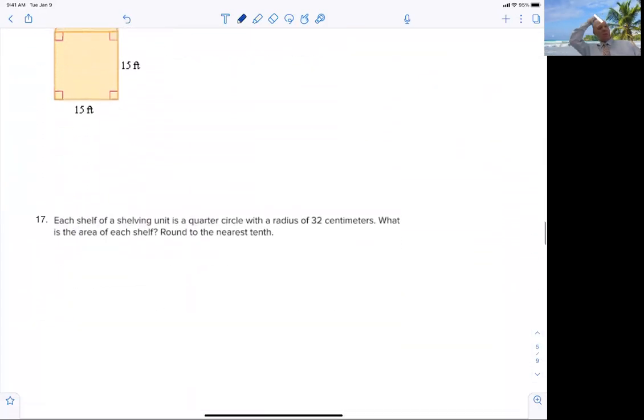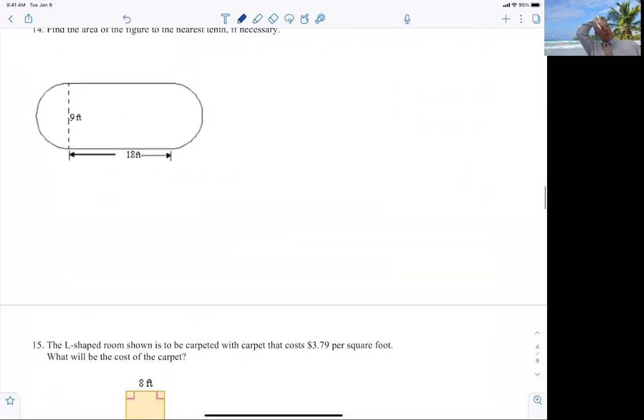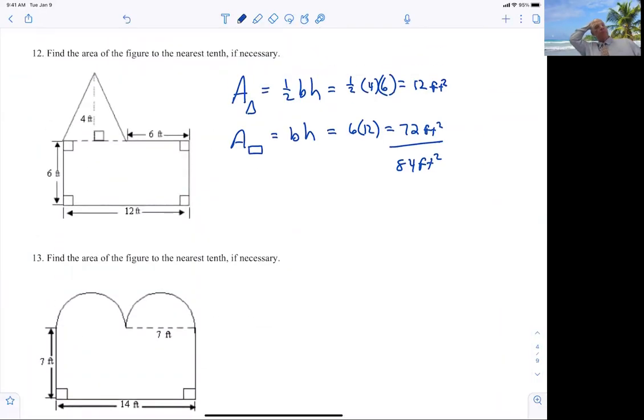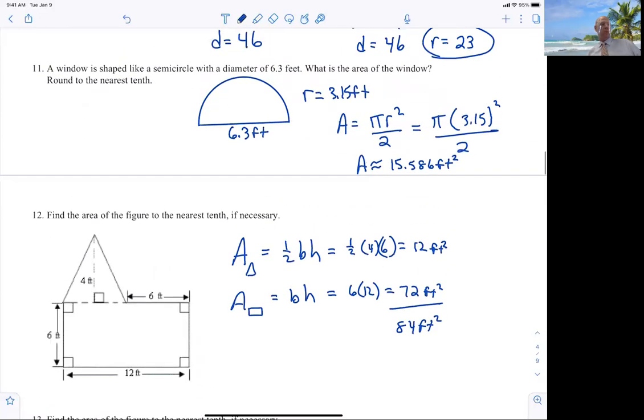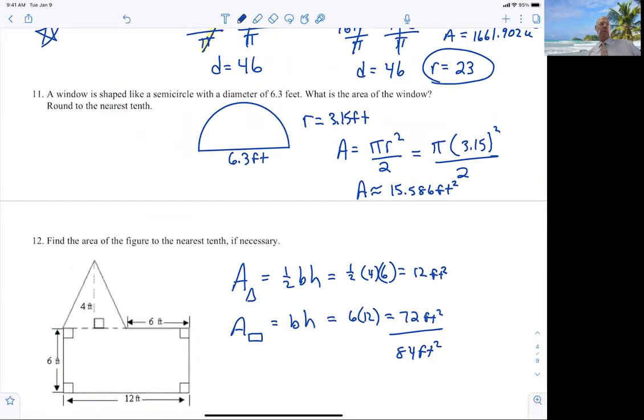Hold on a second. All right, what did you get? Did you divide by 2? Because it's a semicircle, right? Divide by 2. You good on that? Okay, now I'm pretty happy with you guys.